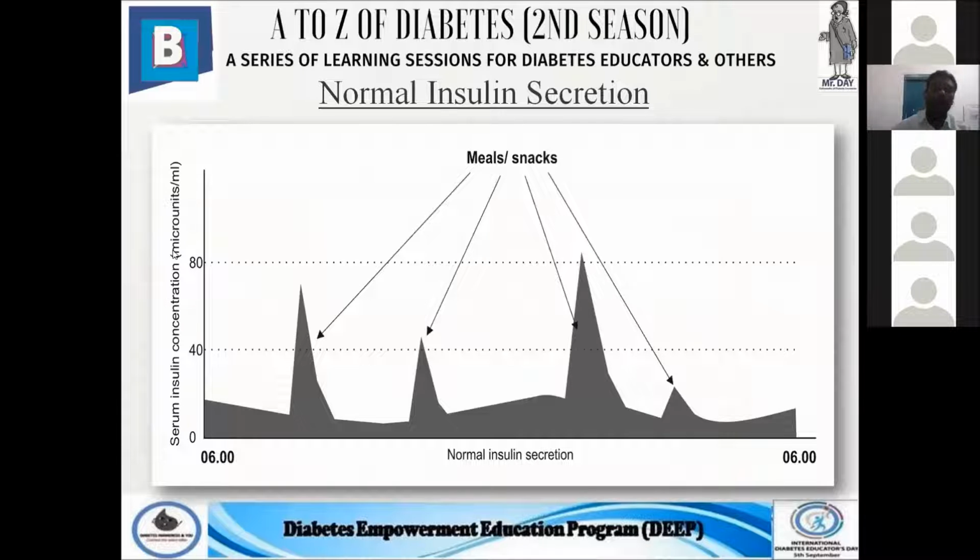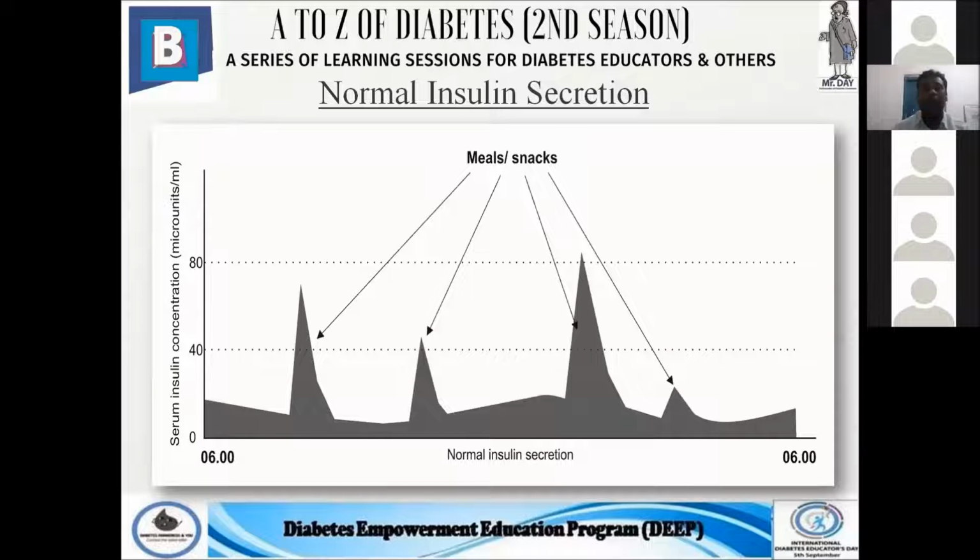One is linear, and second one is a peak. The linear green line represents the basal insulin requirement, meaning even if we are not eating, our body is secreting some amount of insulin, which is almost equal to 50% of the total daily requirement of insulin.